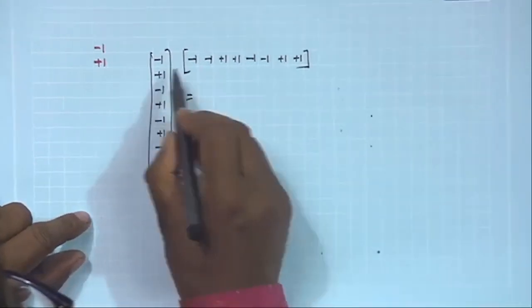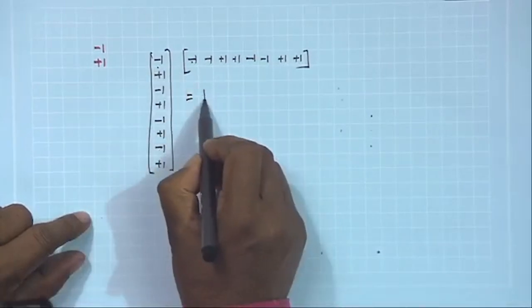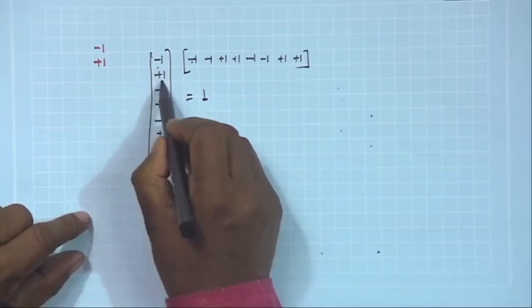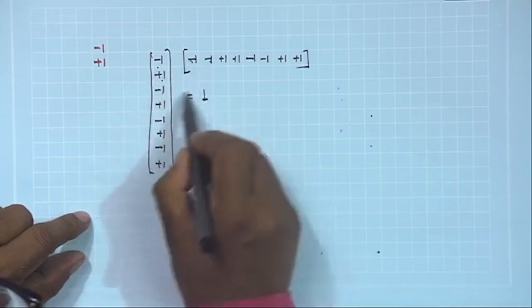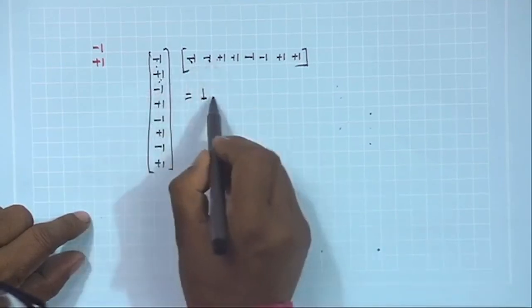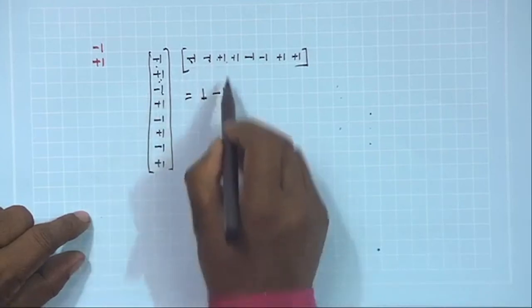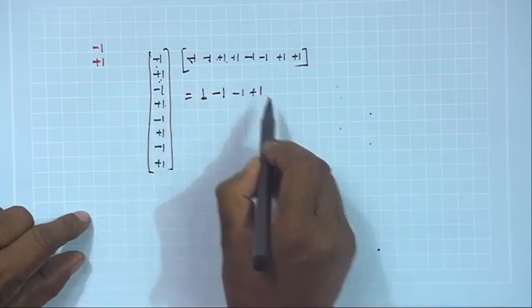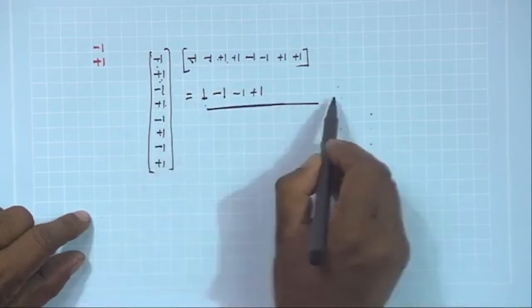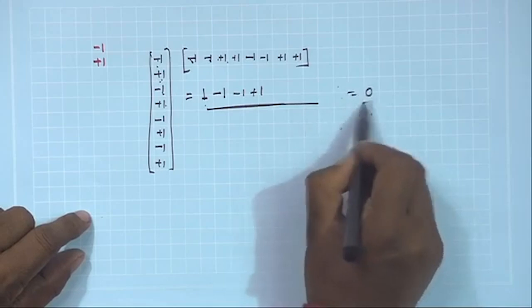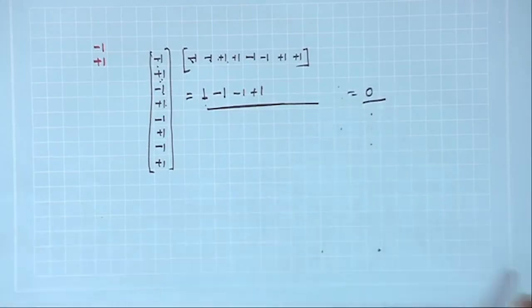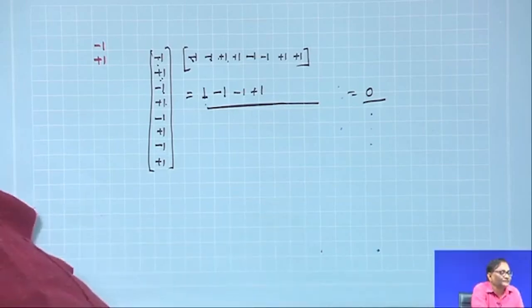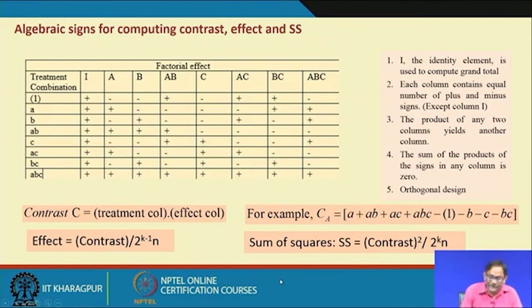If you multiply this, what are you getting? This into this is 1. Then this into this, this is minus, this is minus, this into this plus 1, this into this minus 1. So, like this, you will be getting an equal number of plus and minus, and finally, it will be 0. And if you multiply the two columns, you will get another column. So, the sum of this will lead to 0. So, this is orthogonal.